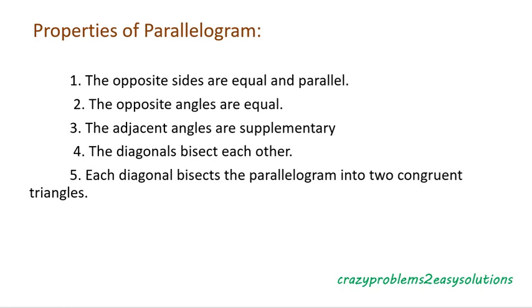The diagonals bisect each other. The diagonals are bisecting each other. AC is one diagonal that we draw, and the diagonals bisect each other. Each diagonal bisects the parallelogram into two congruent triangles. We draw each diagonal, and we get two congruent triangles. That means they have the same shape and the same size.